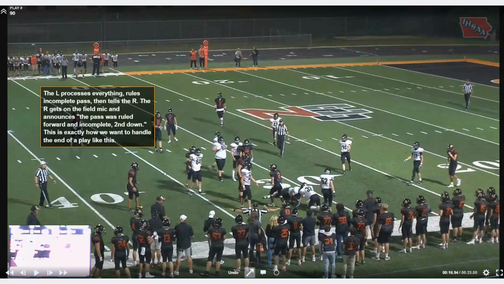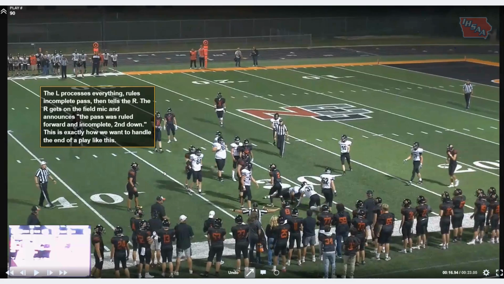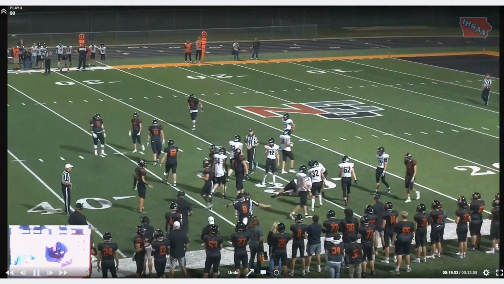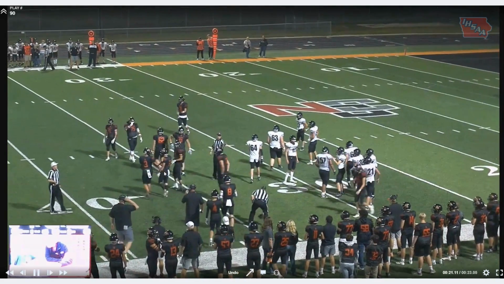If you have a crew call or a crew conference about this, then the referee gets back on the mic and says, after crew communication, the pass was ruled forward and incomplete, second down. What that tells everyone is that the crew got together, had a discussion, wanted to make sure they got it right, and this is the ruling that we have on the field. So handled very well by the crew. Thanks for sending it in, by the way.